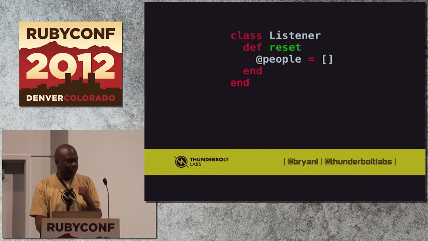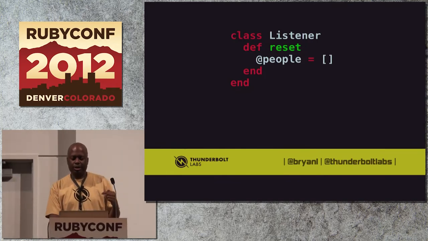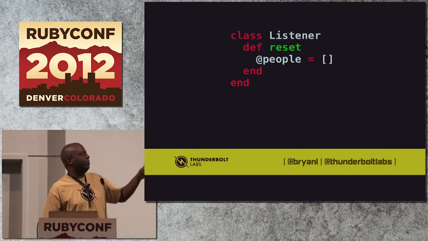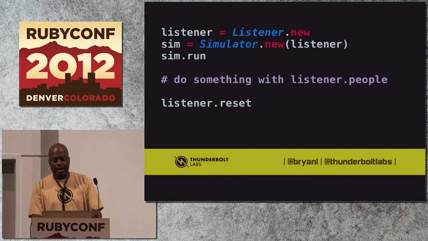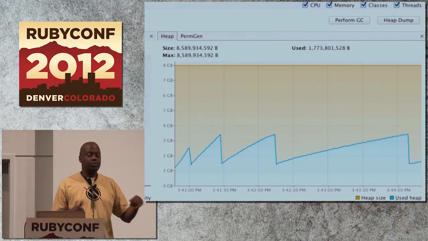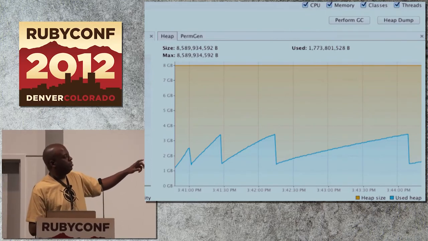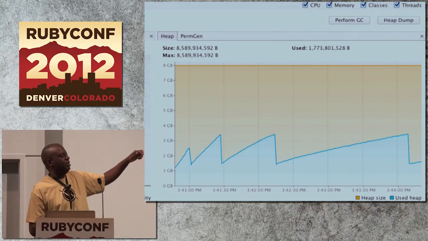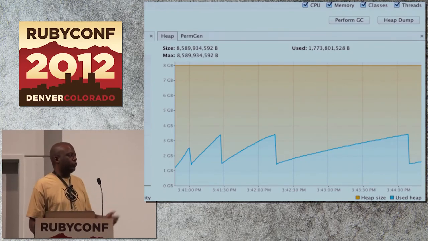So what I did is actually a very simple thing. After we run the listener, after we do a simulator run, we just call reset, and we set people to an empty array, and we do the same thing, and we get something more sane here. So notice, same code, only change was that reset line. Whenever it runs, it just uses less memory, and it actually gets rid of all the people that it never uses. Why persist things that we aren't going to be using? It's only used for calculations.